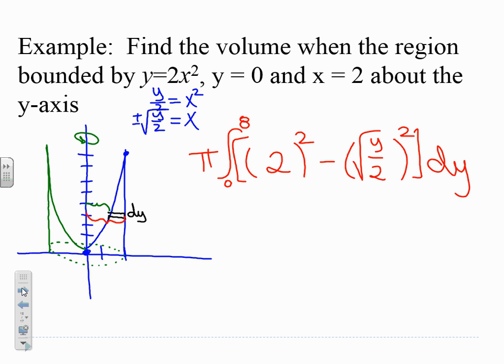Be careful. Do you see where this could start to get a little confusing? You're just going to have to be very careful, go slow, pay attention, and double check your work. Now once we get it set up, the rest is easy. This is 4 minus y over 2.